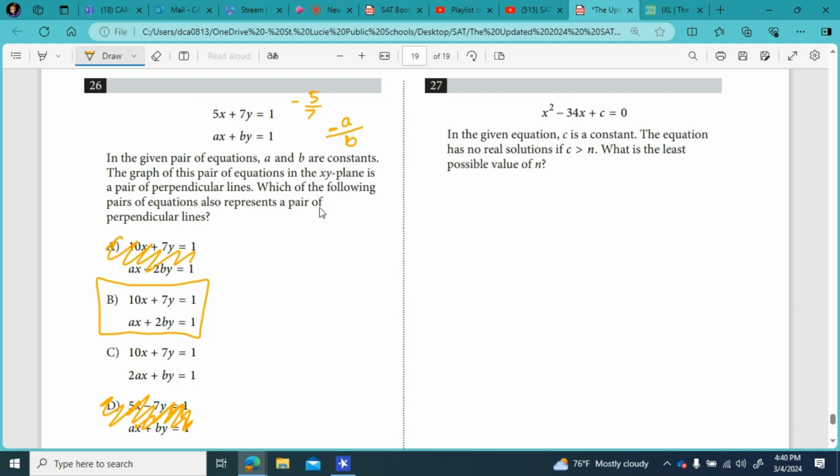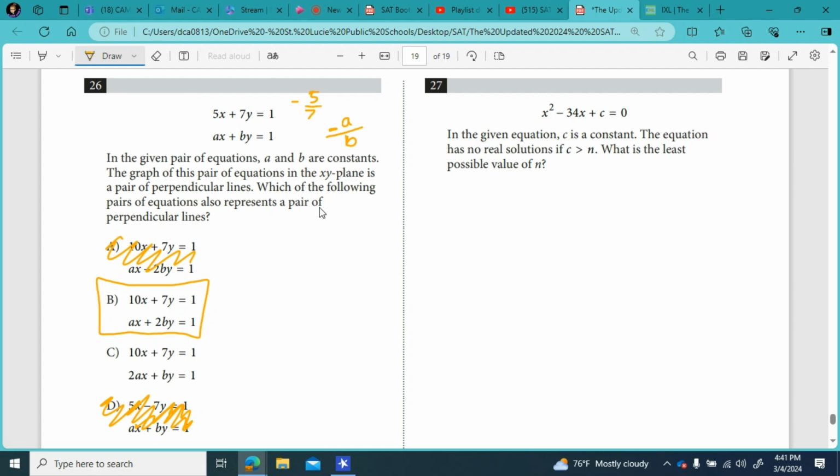And our last question on this SAT practice, in the given equation, C is a constant. The equation has no real solutions if C is greater than N. What is the least possible value of N? So x squared minus 34x plus C equals 0. So we would have no solution if the discriminant was negative.